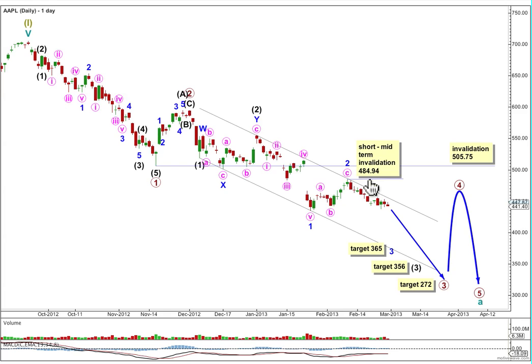The wave count at minor degree is invalidated with movement above 484.94. When primary wave 3 is a complete impulse, we'll expect upwards movement to be longer lasting, maybe a couple of months or so for primary 4, which can't move back into primary 1 price territory above 505.75.